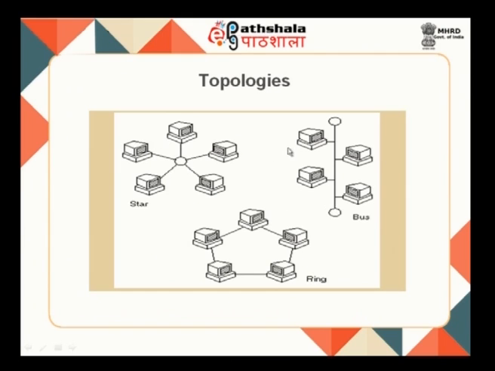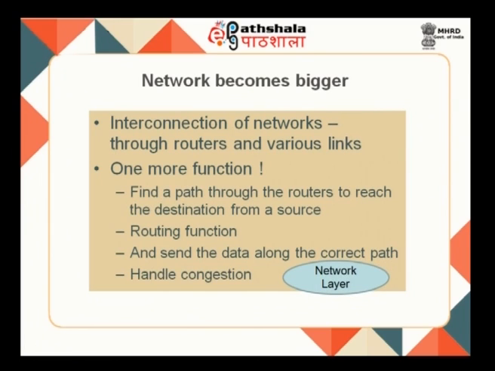Of course, each of them has its own advantages and disadvantages, but the one that has really stood the test of time is the star topology with a centralized switch. The switches are getting more and more sophisticated, which makes the star topology the one that is more and more commonly used. So, what happens when the network becomes even bigger?